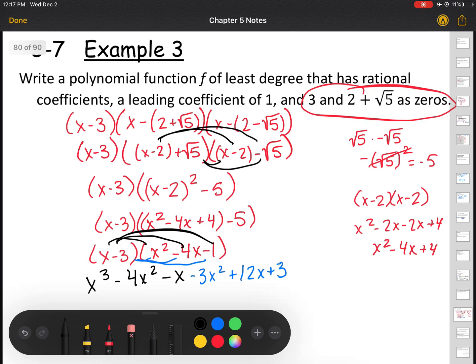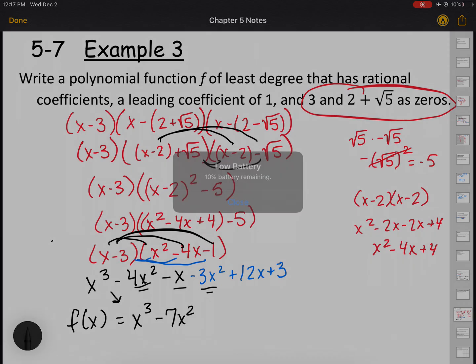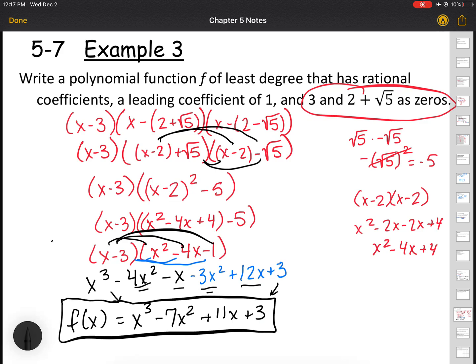And now all I need to do is put my like terms together. So f of x is going to equal, I don't have any other x to the third powers. If I combine my x squared terms, I get negative 4 plus negative 3 is negative 7x squared. Then negative x plus 12 is positive 11x, and then I bring down my constant of 3. So here's my polynomial that will have 3 factors: x minus 3, x minus 2 plus square root of 5, and x minus 2 minus square root of 5.